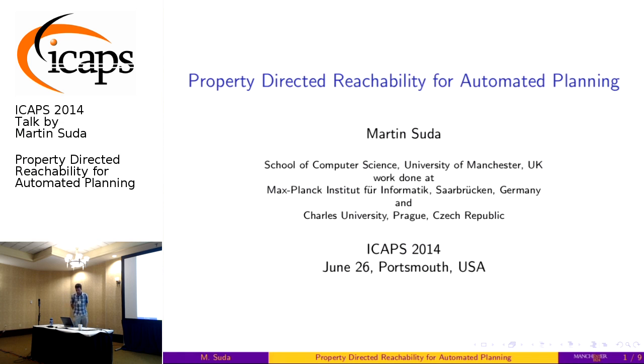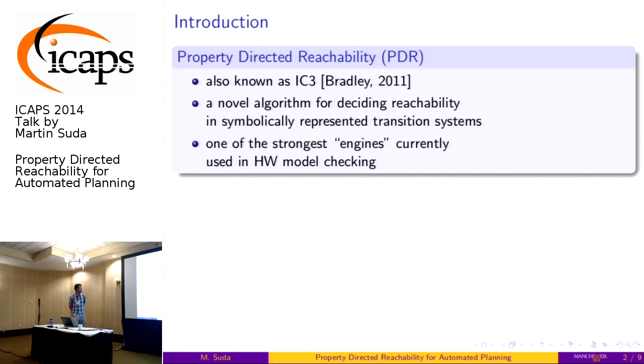Okay, thank you. This presentation is about property-directed reachability, which is a new algorithm from the verification community for symbolic analysis, reachability analysis of symbolically represented transition systems. You may also know it under the name of IC3, as it was devised by Aaron Bradley, the original author. But I like the descriptive name better, which was coined one year later by Mishchenko, Brayton, and Een.